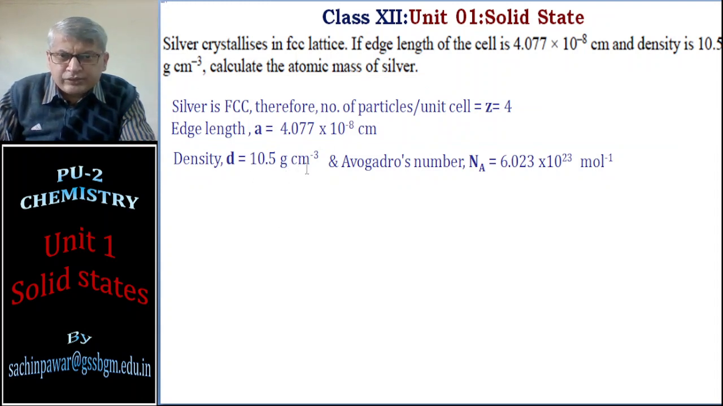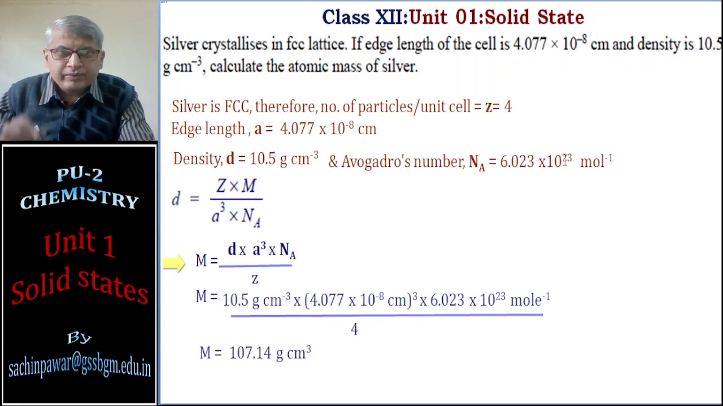The cm cube is the same, so we need not worry about it. Avogadro's number is 6.023 into 10 to the power 23 per mole. So I want to find out m. Using the density formula, we can express m on one side and the rest on the other side. So m becomes d into a cube into NA upon Z. So m is density 10.5 grams per cm cube, into a, which is 4.077 into 10 to the power -8 centimeter raised to 3, into 6.02 into 10 to the power 23, upon 4. On calculation, the value comes out to be 107.14 grams per cm cube.